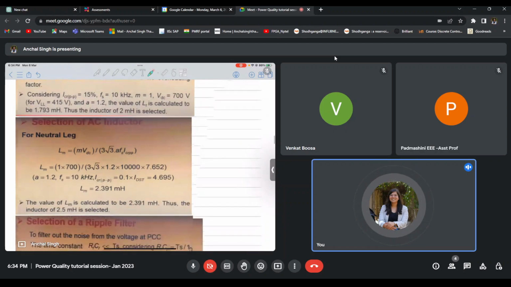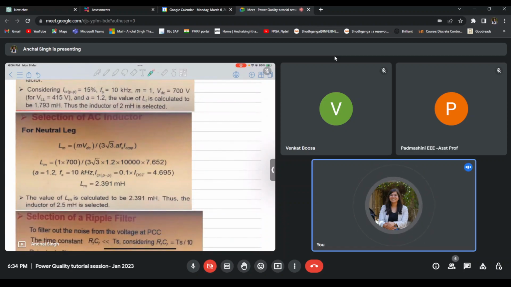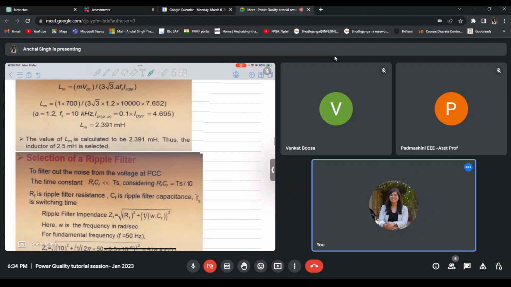And similarly, since the maximum current in the neutral wire changes, therefore the inductor equation for the neutral leg also changes. And based on this equation, we can calculate the inductance needed to connect in the fourth leg, that is the neutral leg of our compensator.